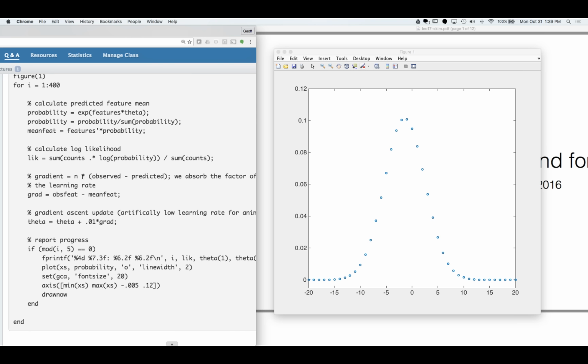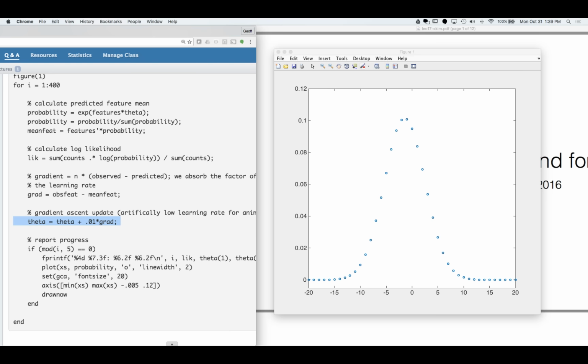So the gradient is n times the difference between the observed and the predicted feature values. And we're actually going to skip the factor n and absorb it into the learning rate later. So here's the calculation of the gradient. And then here's the gradient descent. And I'm using the learning rate 0.01 adjusted by that factor of n. And I just make an update. And then every 5 iterations, I report progress.